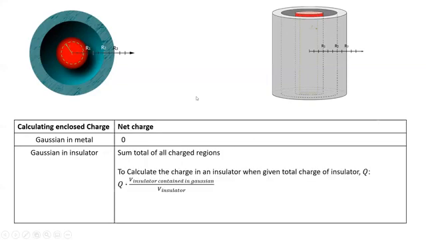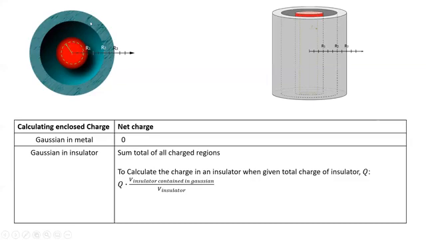To calculate the charge in an insulator, when you're given the total charge of the insulator, let's say the total charge is Q, you take the total charge Q and multiply it by the volume of the insulator contained in the Gaussian. So for instance, with the dotted line here, I'm not containing all of the insulator, I'm only containing a certain fraction of it, divided by the volume of the insulator itself.